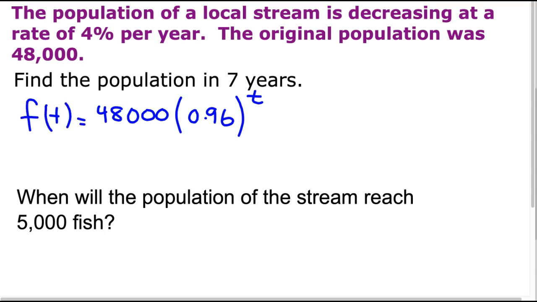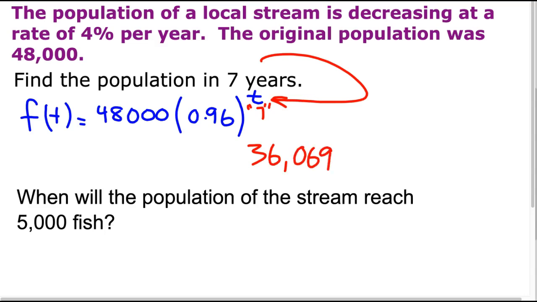All right, same type of problem. Now you'd solve that. You put in 7 years for t, and what do you get? 69.5. And it's fish, so I'd probably just say 69.